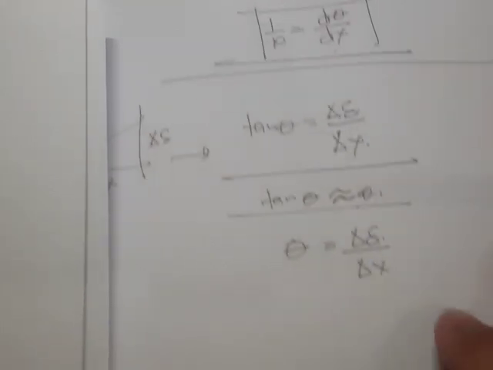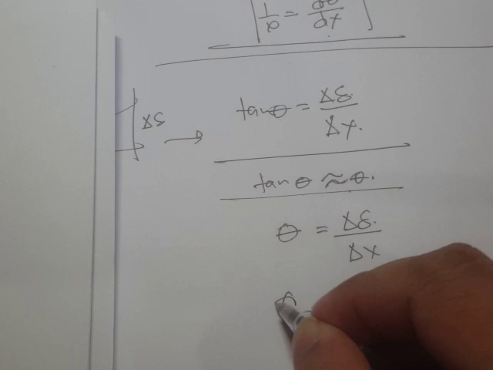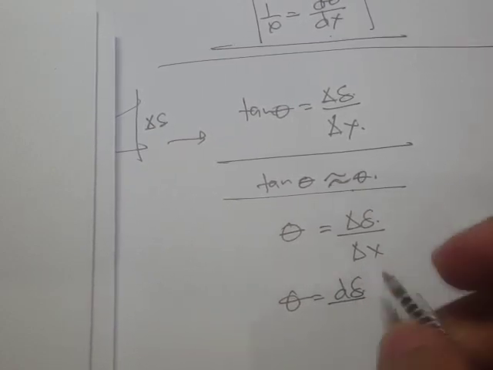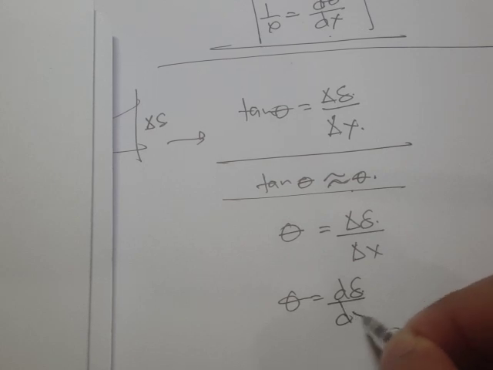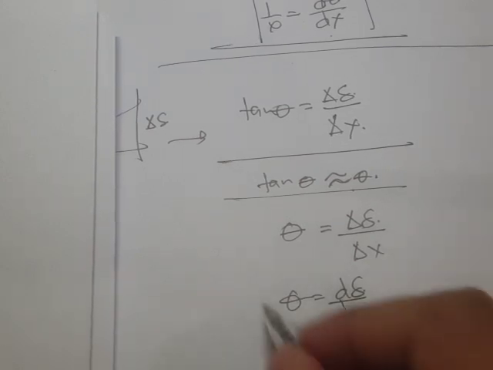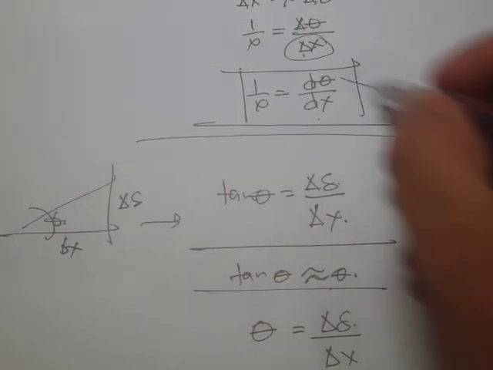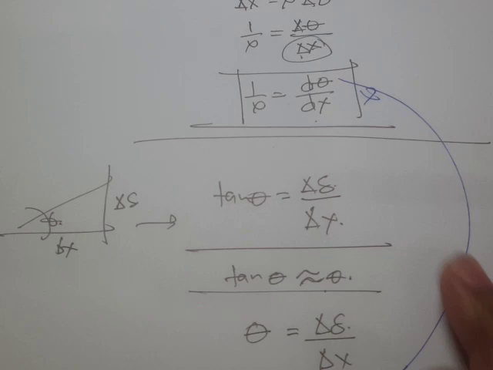And if we take the limits, what we get right here is theta is equal to dy/dx, the derivative of the deflection with respect to x. Okay, so here's our expression now. Now let's relate this to what's going to be the relationship of these two.